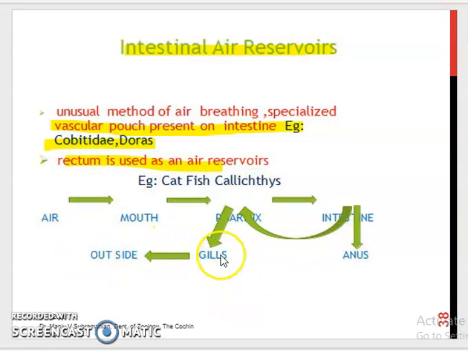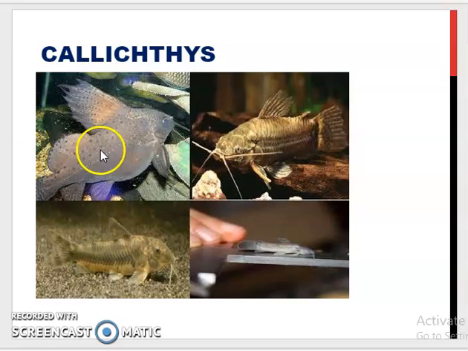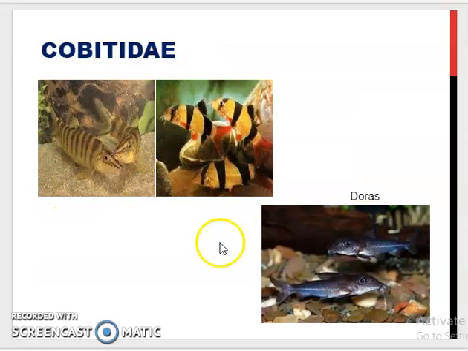So these two types of flow of air are seen in some fishes. These are the fishes in which the intestine is modified: Calyptis and Cobitidae. In these fishes, the rectum and the intestine itself are modified for respiration and for the digestive purpose. Dorus and the Cobitidae.